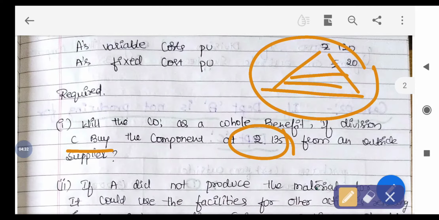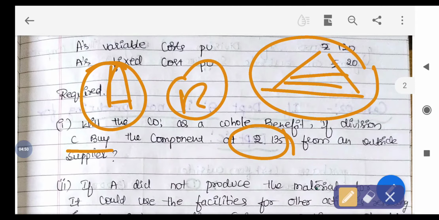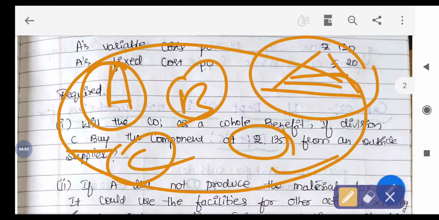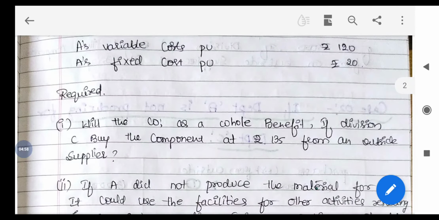So if division C is purchasing from someone else in the outside market rather than purchasing from A, that is also a part of the company, so what effect will it have on the company as a whole? When we are not considering separate divisions, but considering all the divisions as a whole, what will be the effect on the company? That is one sub question.